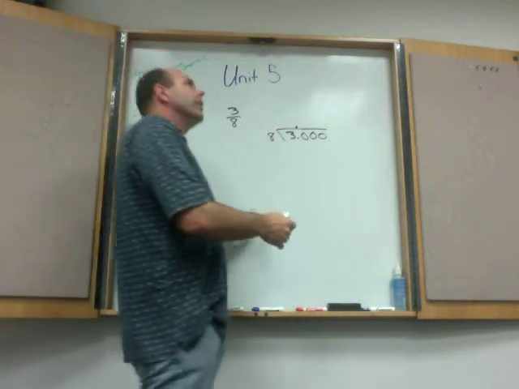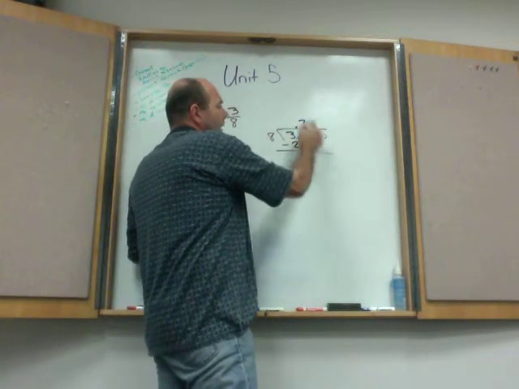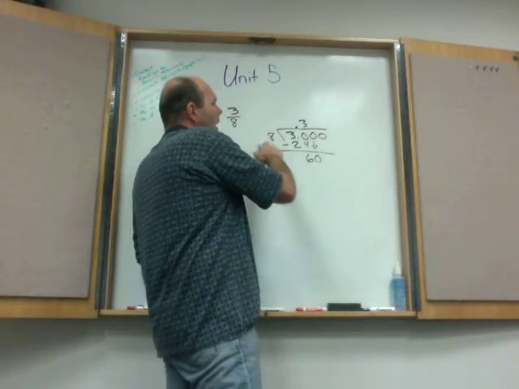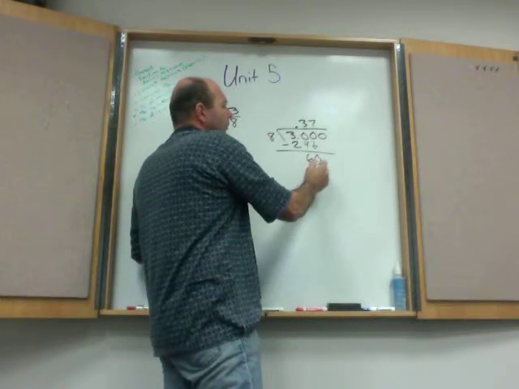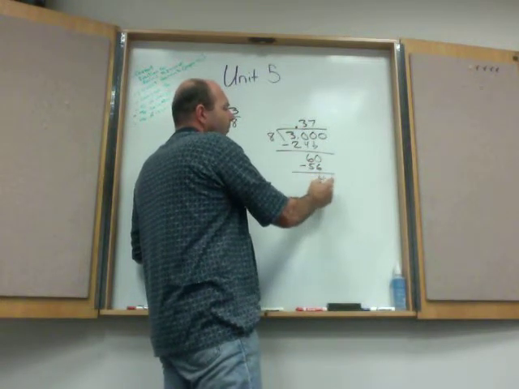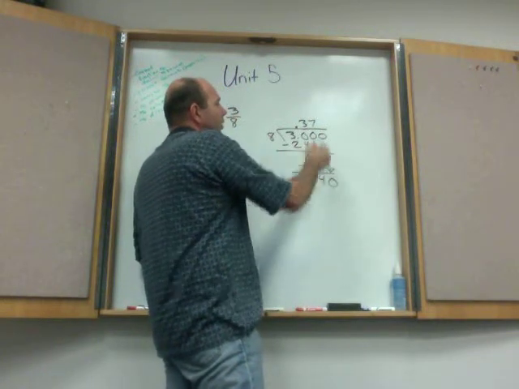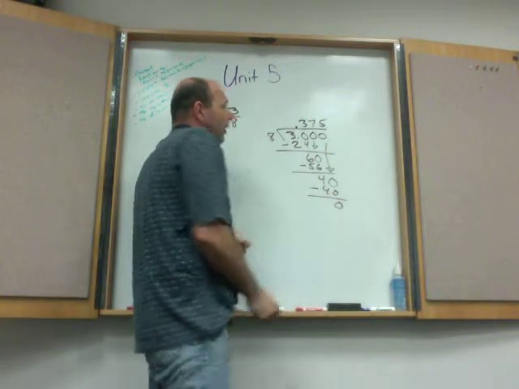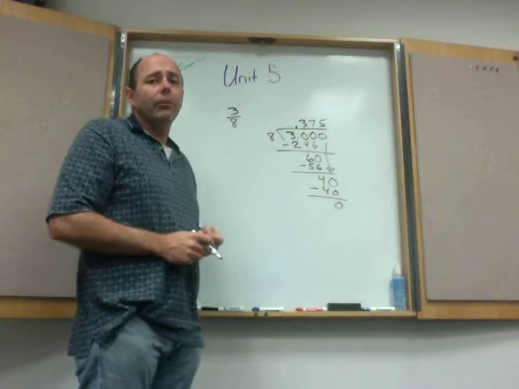It goes into 30 3 times, which gives me 24. Subtract that off, I have a remainder of 6. I bring down my first zero. It goes into 60 7 times, which is 56. Subtract that off, I have 4, or 40. Bring down that 0, that gives me the 40. And 8 goes into 40 5 times. Remainder of 0, so I am done. I have now converted a fraction to a decimal.